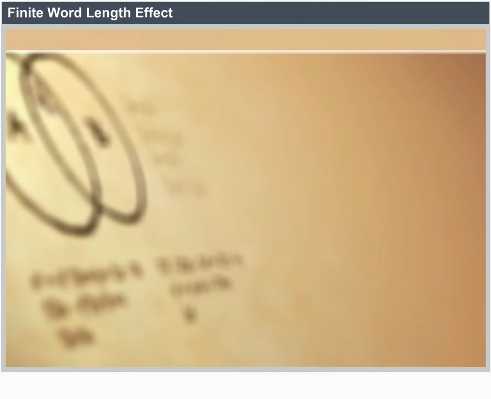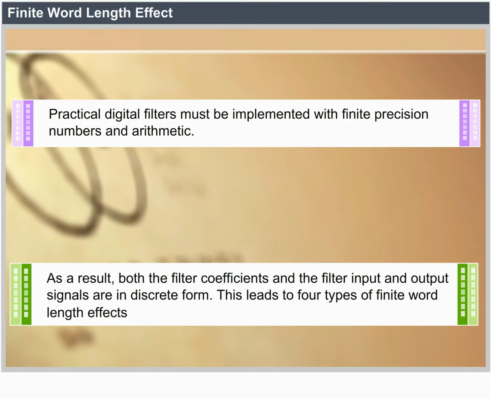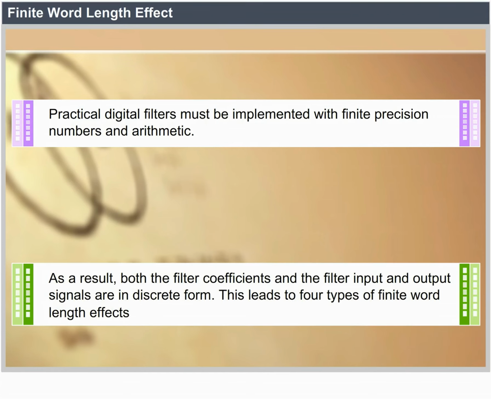Finite word length effects. Practical digital filters must be implemented with finite precision numbers and arithmetic. As a result, both the filter coefficients and the filter input and output signals are in discrete form. This leads to 4 types of finite word length effects.